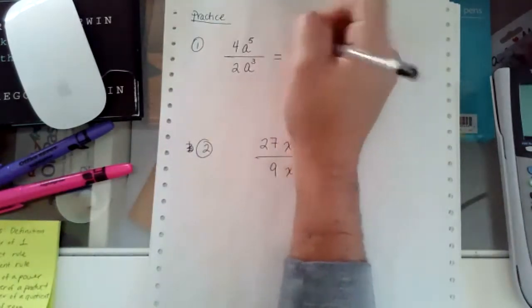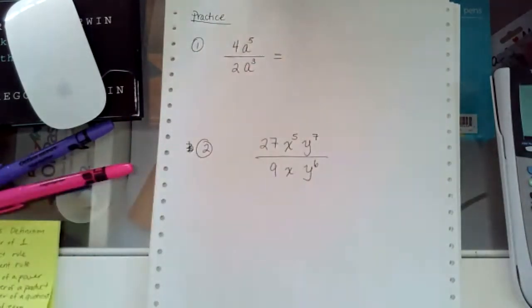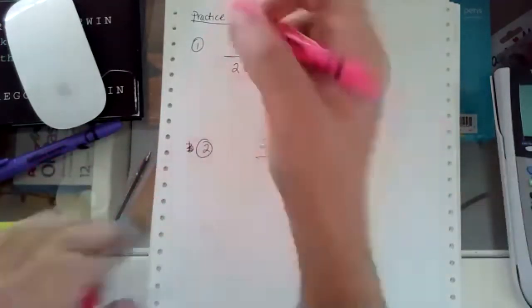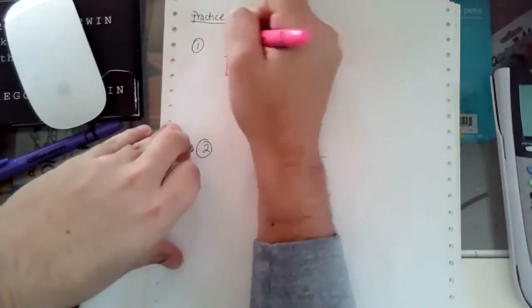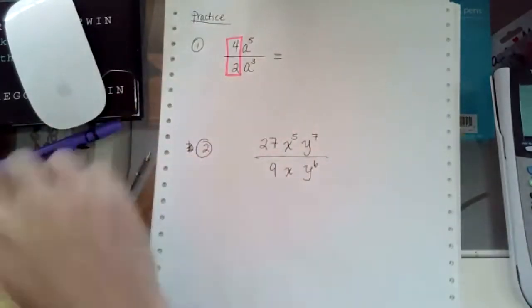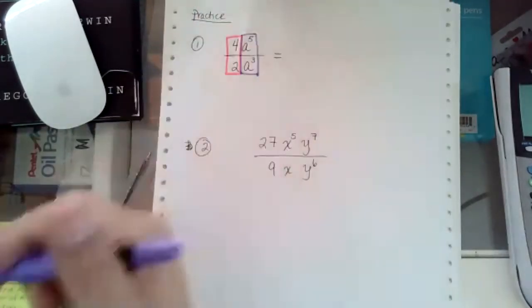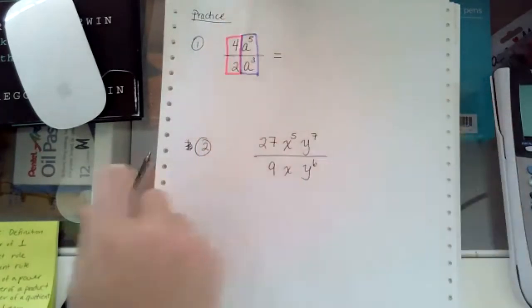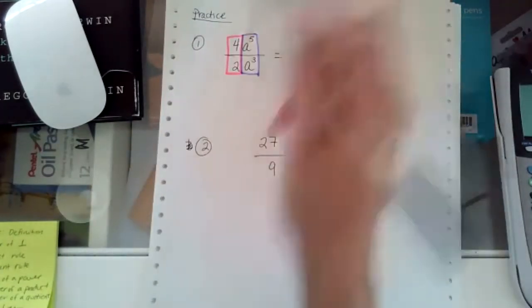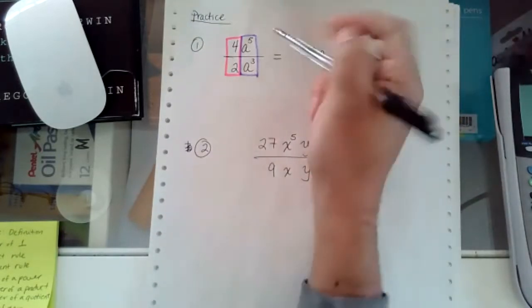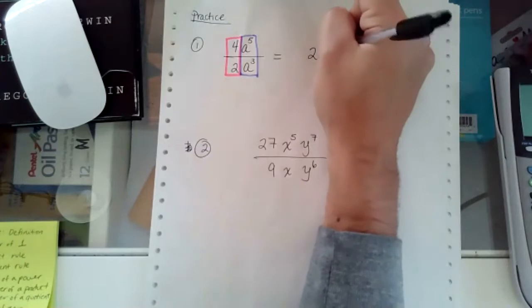Does anybody want to venture a guess for this one? 2a to the second power. Yeah. So I like to think about it this way in my head whenever I look at a problem like this. Go ahead and break it up into just thinking about the numbers and thinking about the variable expressions separately. 4 divided by 2 is just 2. And then if we use our quotient rule, we should have a, and then 5 minus 3 is 2.